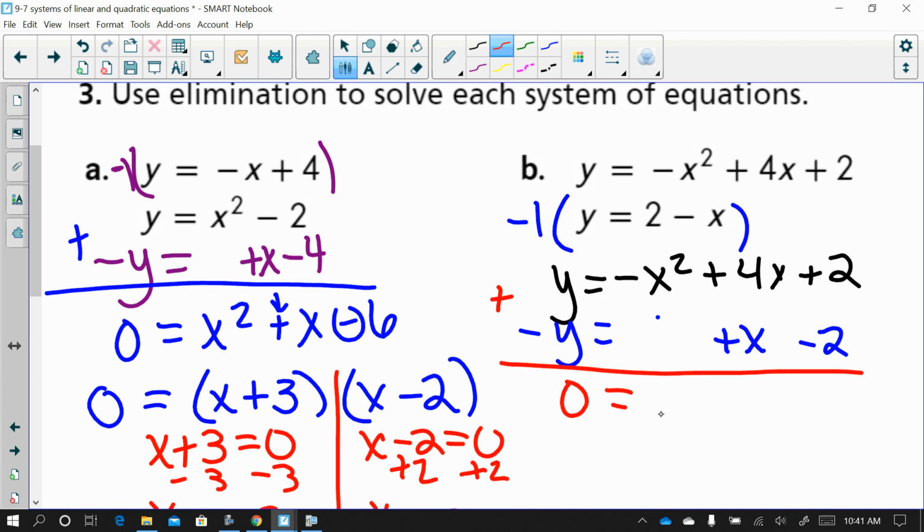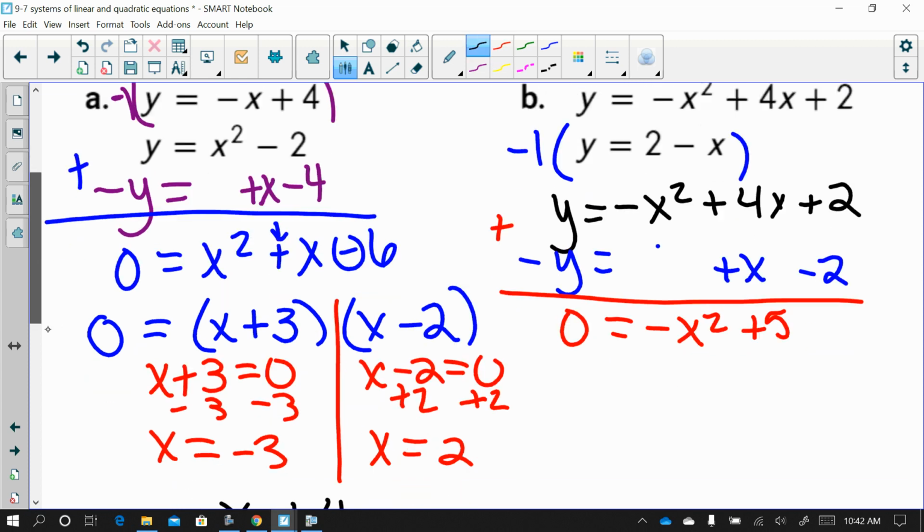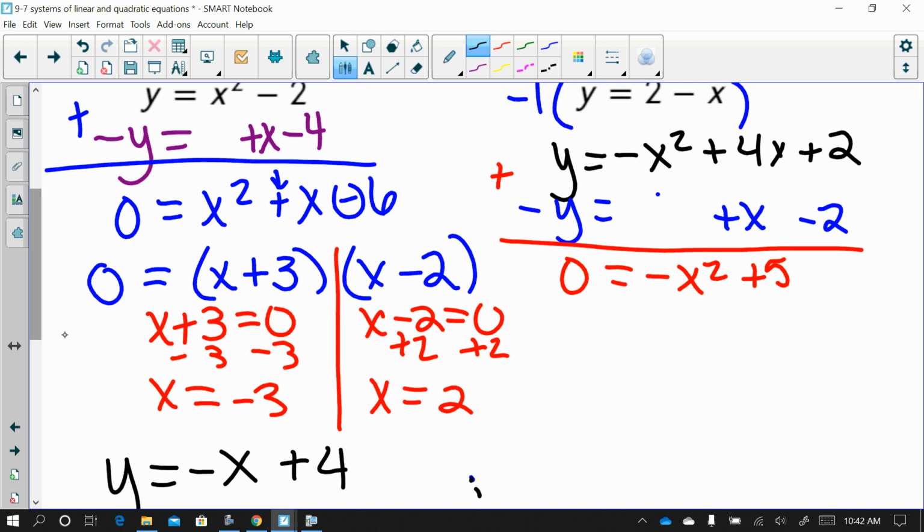0 equals negative x squared plus 5x. And the 2's cancel. Again, I am partial to factoring. If I look at this, oops, there's an x there, I forgot to write that. If I look at this, I have a GCF.